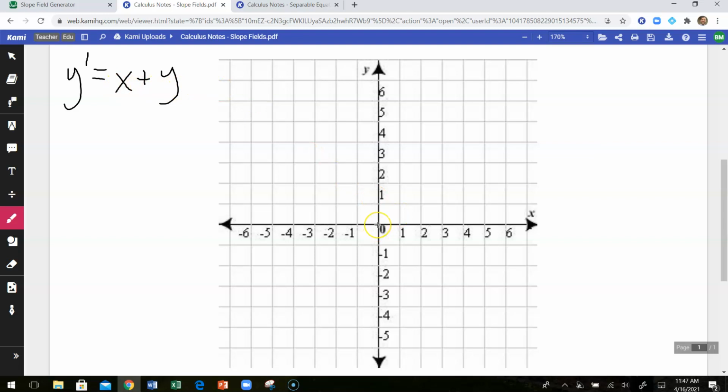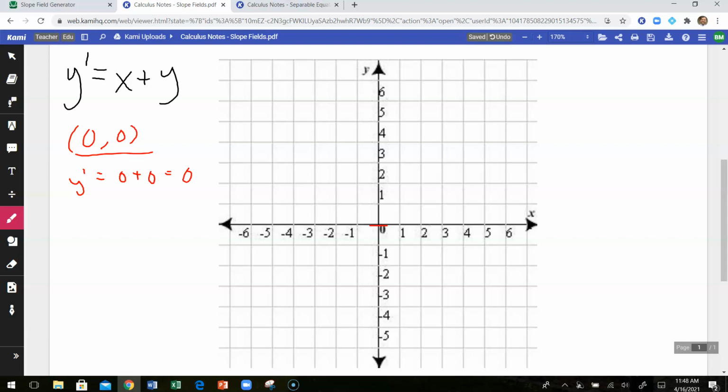So what I'm going to do is just pick some points. Let's say I use the point 0, 0. If I plug in 0 for x and 0 for y, it would tell me that at the point 0, 0, y prime would be 0. Well, what does that mean? That means the slope of my tangent line at 0, 0 is 0. A line with a slope of 0 is completely horizontal. Because that was just at that one specific point, I'm going to indicate that with a small, strictly horizontal hash mark there to represent a slope of 0 at the point 0, 0.